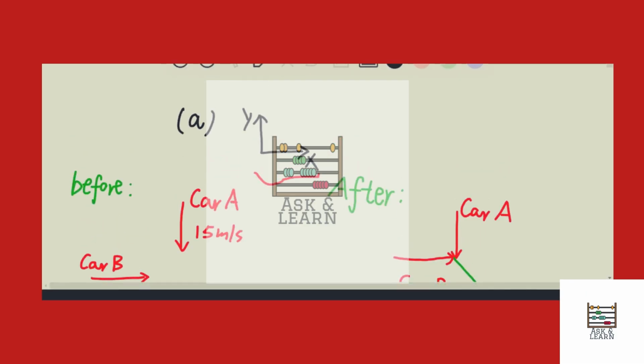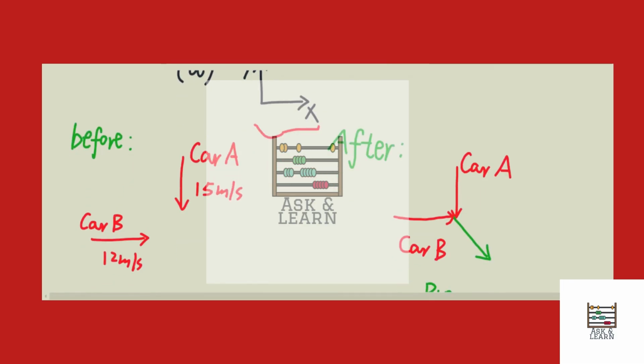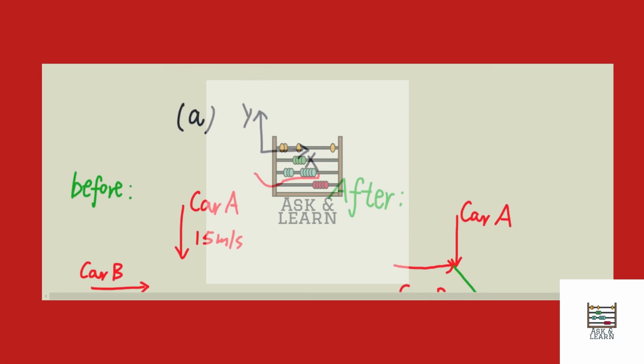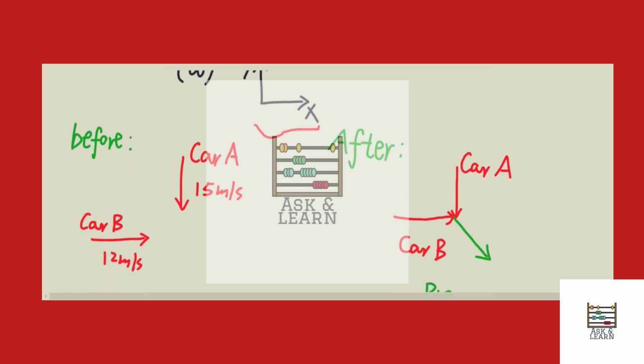Okay, so for question A, this is the graph I drew before the collision, and this is the graph I drew after the collision. All these graphs are based on the XY coordinates here. After the collision, since momentum was conserved, the rack will move along the direction the green arrow points, and the rack here is the combination of car A and car B.